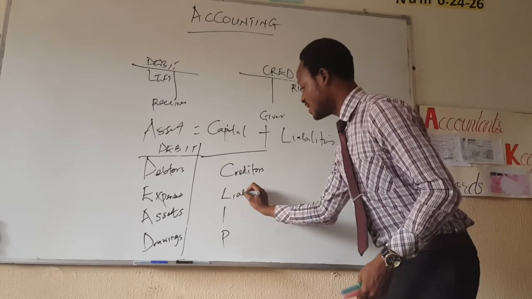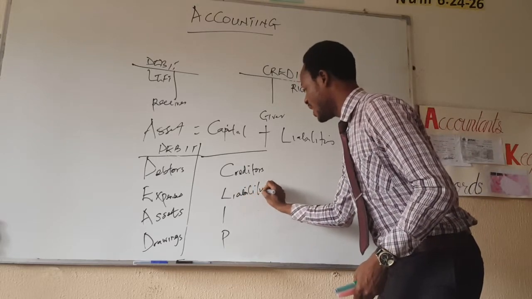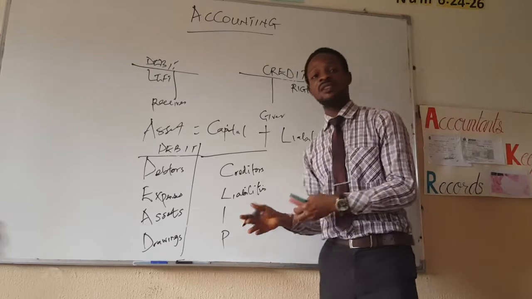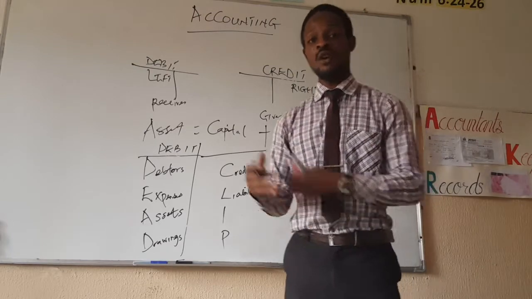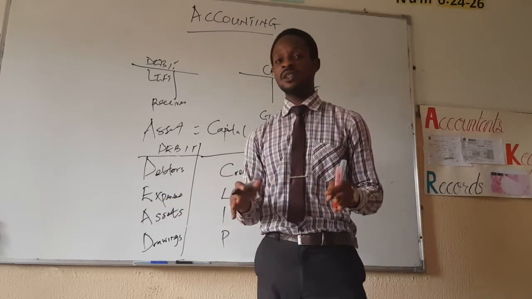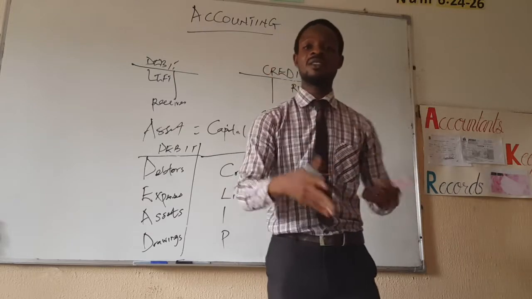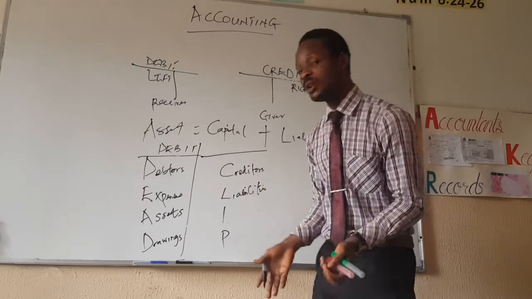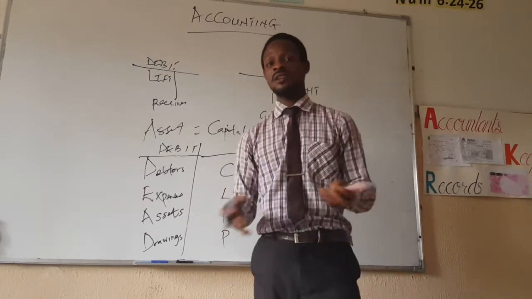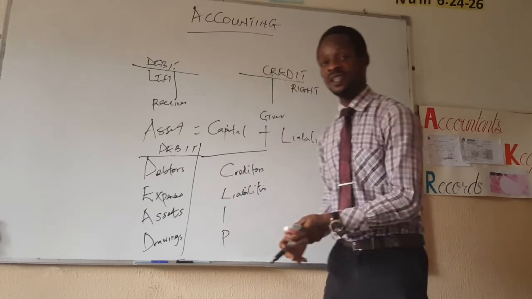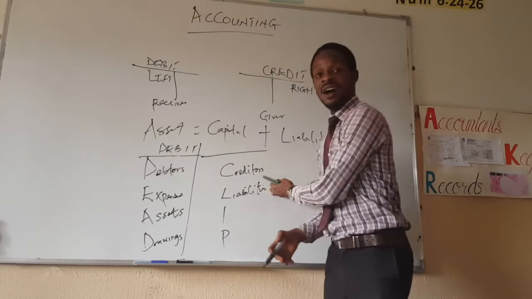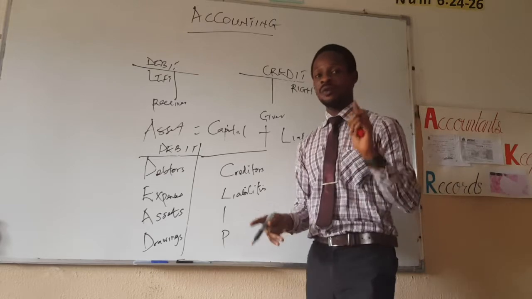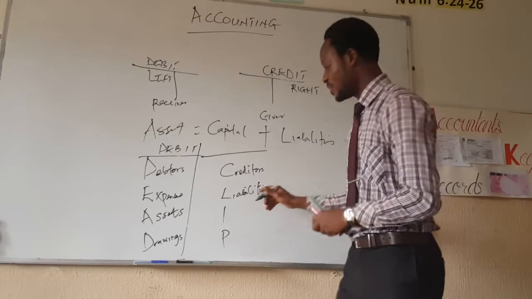All liabilities will have credit entries. Liabilities are obligations or indebtedness of the business to third parties, to outsiders, like bank loans, like debentures, like bank overdrafts. They are liabilities, and they will have credit entries too.